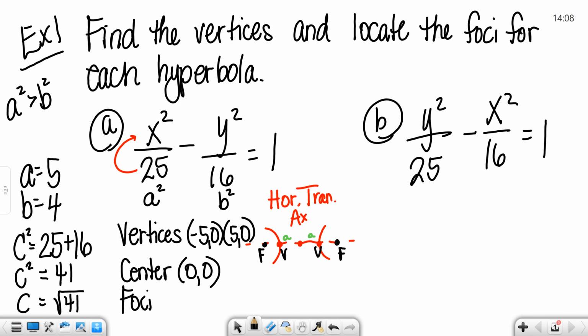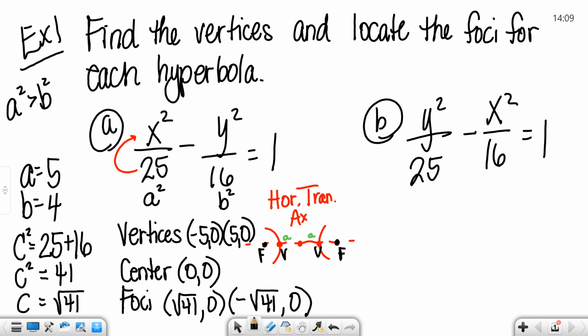The first ones I did were our vertices. The foci are c spaces from the center. So we have our center and we go square root of 41 to the right, so square root of 41, 0. And square root of 41 to the left, which would be negative square root of 41, 0. So we have now found our vertices and our foci.